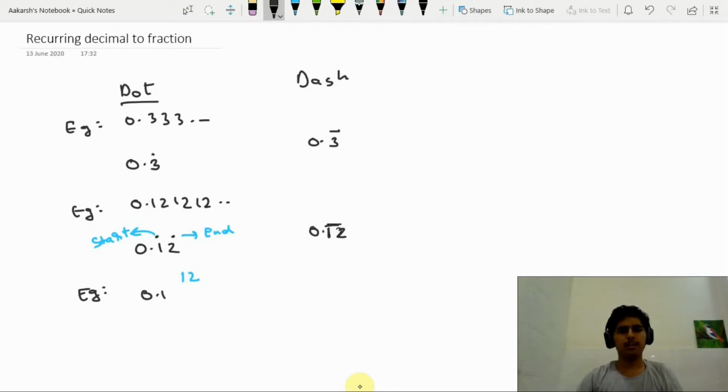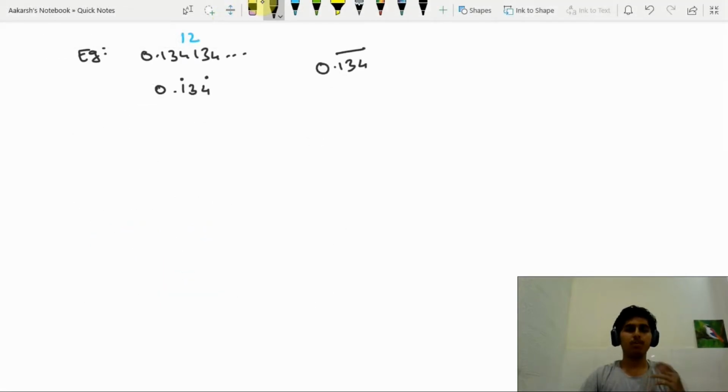Let it be 0.134134, and so on. In the dot notation, we'll write it as 0.134, where the first dot will come on 1 and the second dot on the 4, because we know that the repeating part is 134. So it starts from 1 and goes on till 4. Next, coming to the bar notation, we'll have 0.134 with a bar. So it's quite simple.